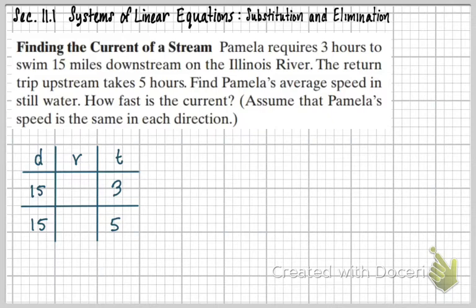So when I think of that rate, if I'm talking about Pamela, I'm going to call her P. And the P is going to stand for her speed, so speed of Pamela. And then I'm going to call C the water speed. And they call water speed current.